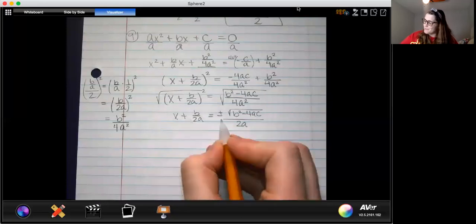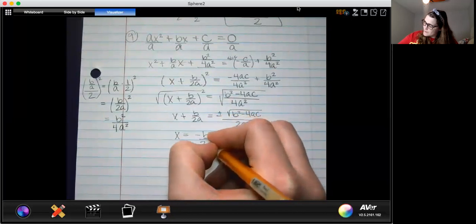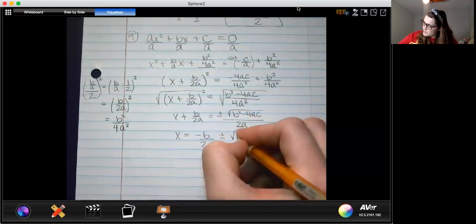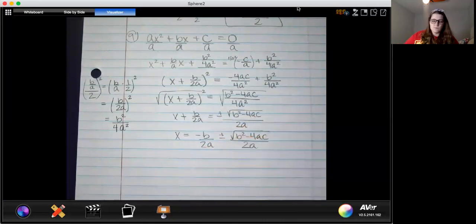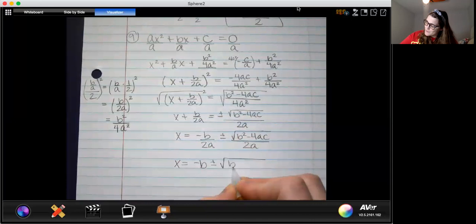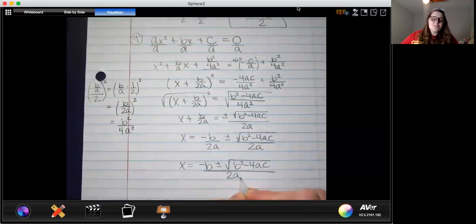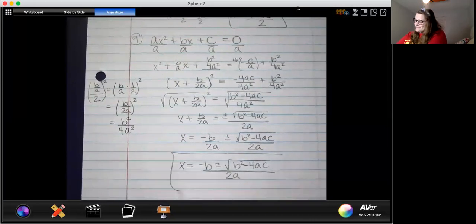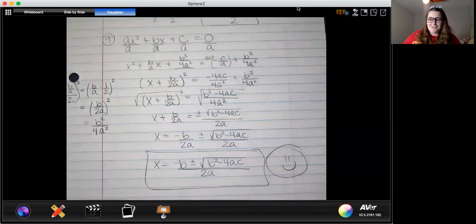Now we got to subtract b divided by 2a. So I get negative b divided by 2a plus or minus the square root of b squared minus 4ac divided by 2a. Well, they have the common denominator, so I might as well combine it. And I get, in completion, x equals negative b plus or minus the square root of b squared minus 4ac all over 2a. And if you don't notice, that's our quadratic formula.